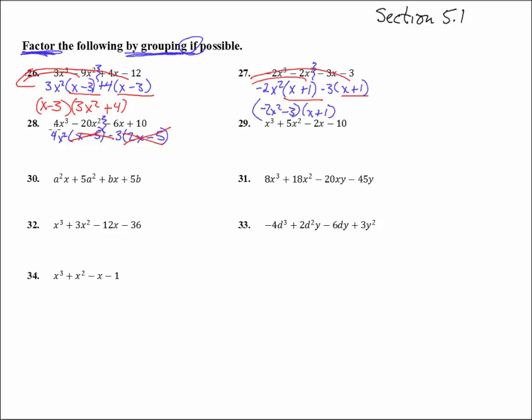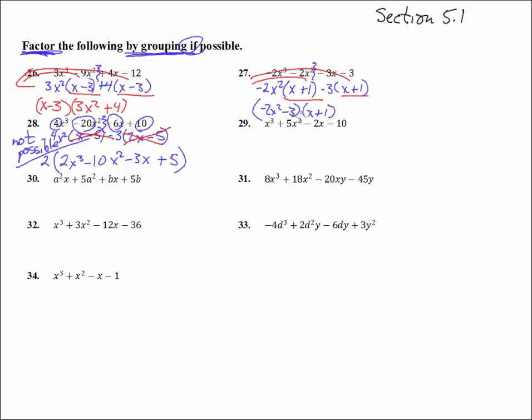The only factoring that can be done is, maybe you can see this, between the 4 and the 20 and the 6 and the 10, you can pull a 2 out using method 1, pulling out the greatest common factor, and get 2 times 2x cubed minus 10x squared minus 3x plus 5. That's the only factoring that can be done. Factoring by grouping is not possible. Oh, that was kind of tricky.